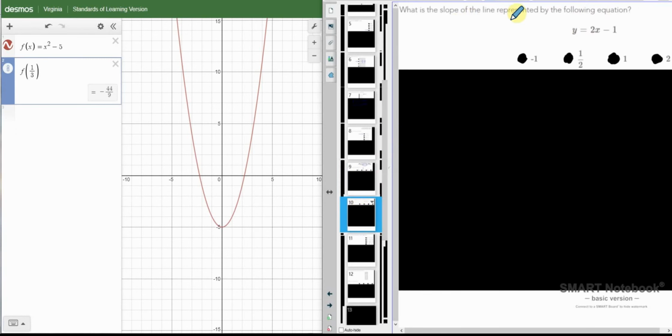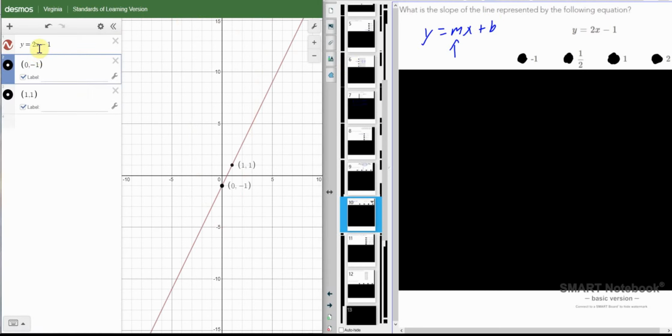What is the slope of the line represented by the following? So if you completely forget y equals mx plus b, that number in front of x is the slope, you can just graph it, right? So it graphs the line, and then I need 2 points to find slope. So you can see here, I chose 2 points that were on the line. It's labeled for me, and then find the slope.